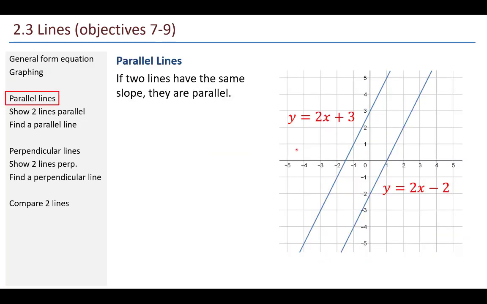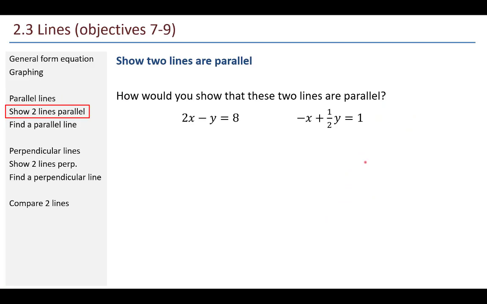Let's turn our attention to parallel lines. Parallel lines are pretty straightforward. If two lines have the same slope, they are parallel. This is what distinguishes parallel lines. Parallel lines have the same slope. This line on the left has a slope of 2. The line on the right has a slope of 2. They have different y-intercepts, but they are parallel because they have the same slope.